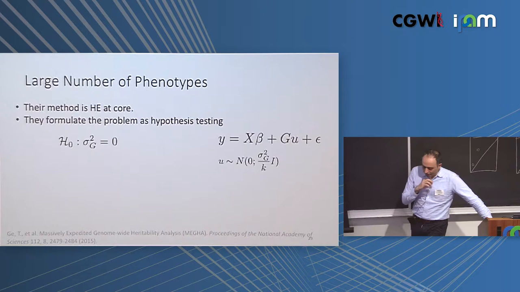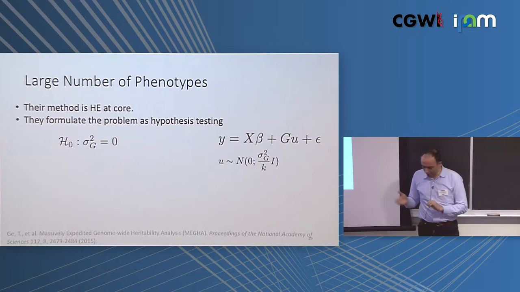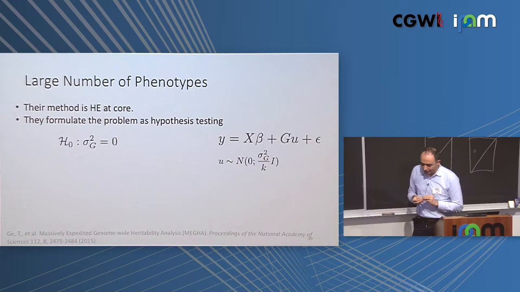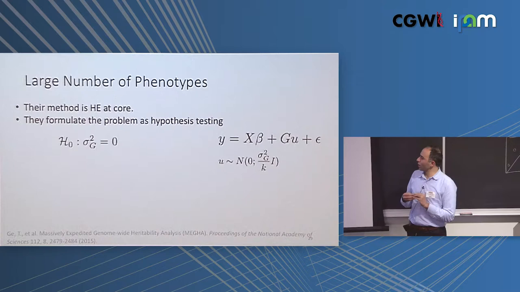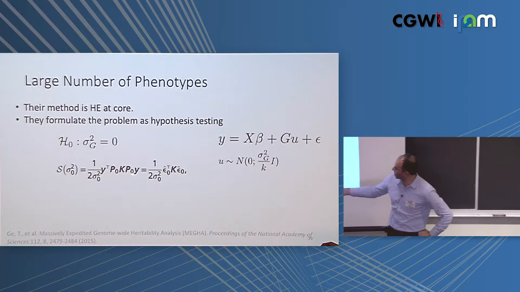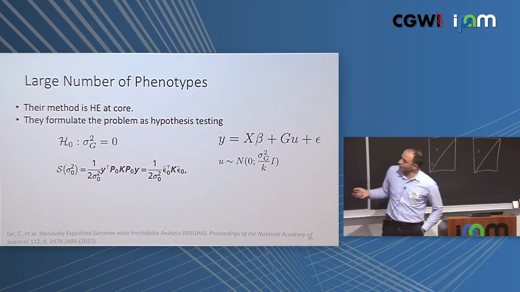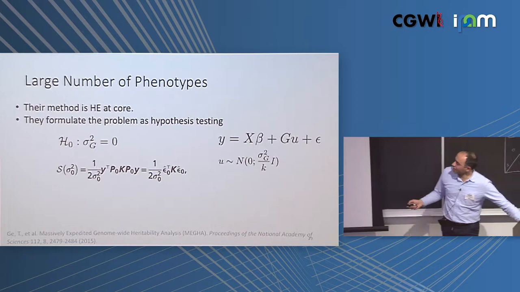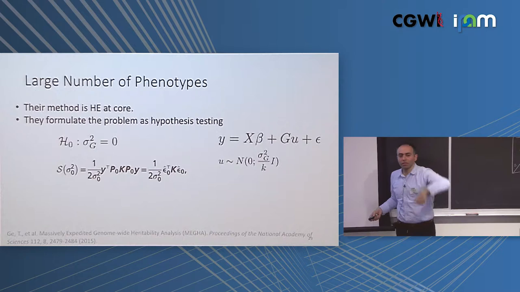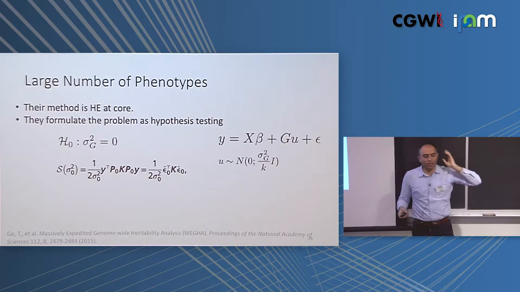Here I'm showing the result by Ge et al., published back in 2015. At the end, the core of their method is Haseman-Elston regression, but the way they view the problem is as a hypothesis test, where the null hypothesis is that there's no genetic effect. Then we need to introduce a score, which, for people who are familiar with it, is very similar to the so-called Hilbert-Schmidt independence test. In this score, K is the kinship matrix, Y is the phenotype at each individual vertex, and P0 is a projection matrix that removes the effect of covariates, for example age, gender, and confounders of population structure.